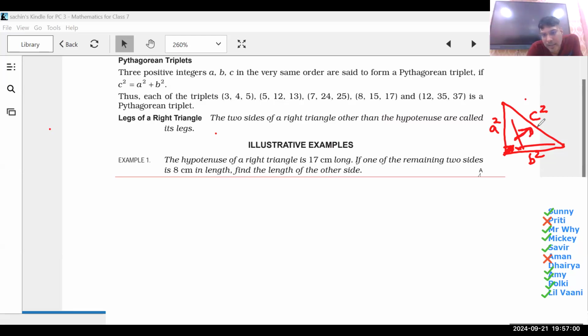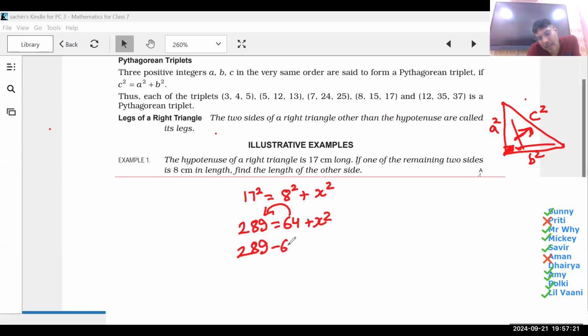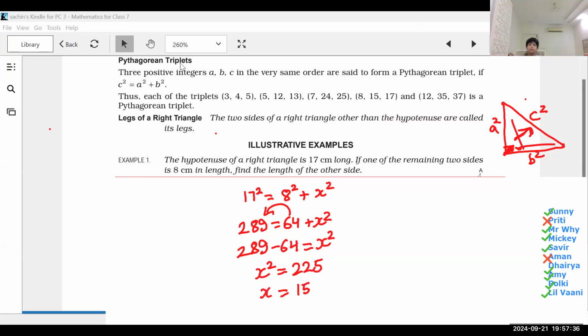So see guys, c square means 17 square is equal to 8 square plus the other side can be x or a or b. So x square. So 17 square is 289. This is equal to 64 plus x square. So this will come here, plus will become negative. 289 minus 64 is equal to x square. Or I can write x square is equal to 225. Now 225 is square of 15, so x will be equal to 15. Understood? Aman and Preeti? Yes.